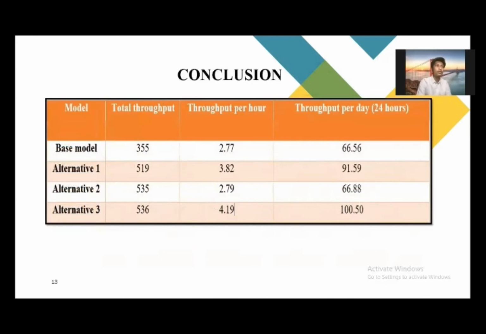For the conclusion, we are comparing the total throughput per hour and throughput per day between the 3 alternative models. As we can see from the table, alternative 3 is the highest for each type of throughput.